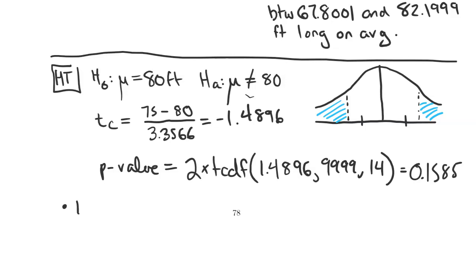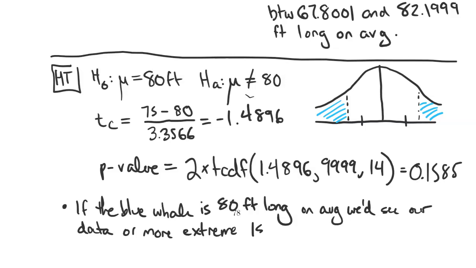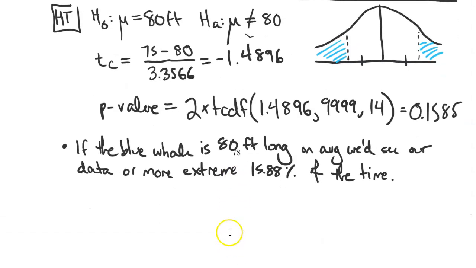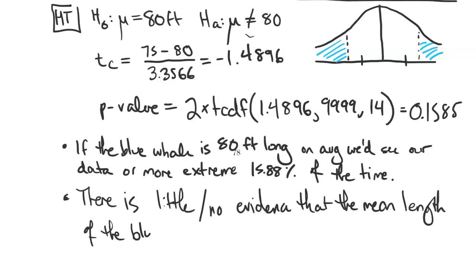The interpretation of that p-value is if the blue whale is 80 feet long on average, we'd see our data, or more extreme, 15.88% of the time. Our conclusion, therefore, is there is little to no evidence, since our p-value was greater than 10%, there is little to no evidence that the mean length of the blue whale has changed.